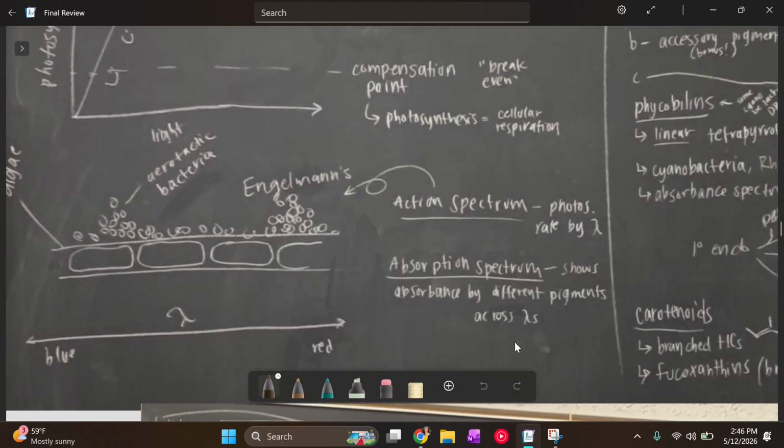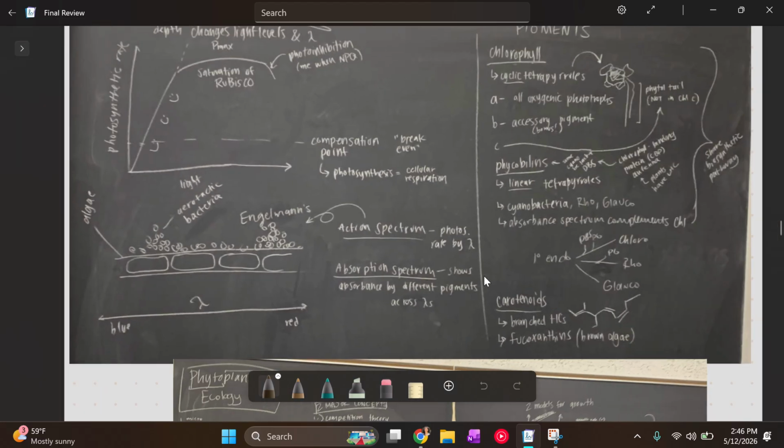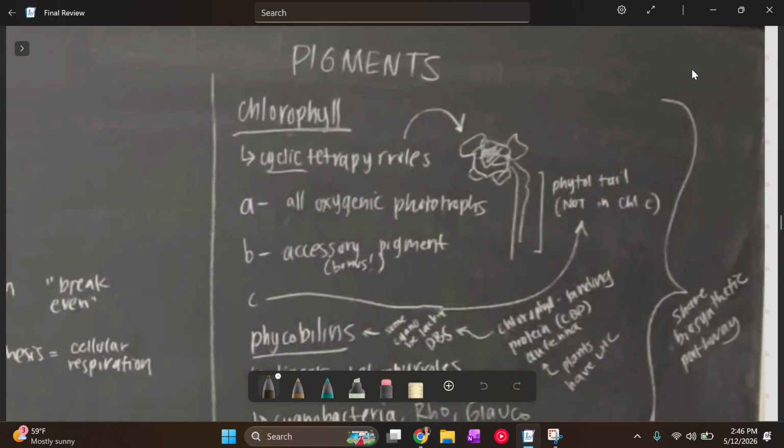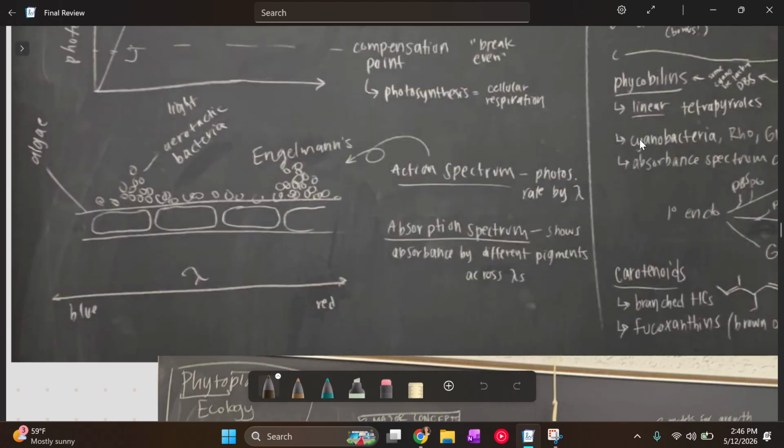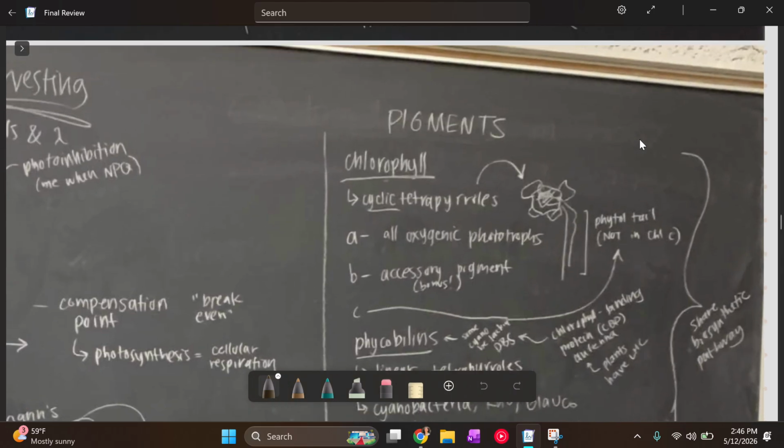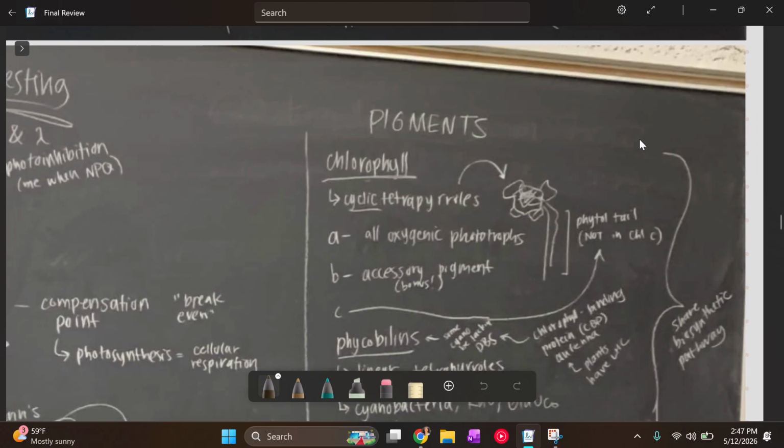So that's cool. And then an absorption spectrum is like a specific pigment where the absorbance is across wavelengths. Yes. So this is the first action spectrum for algae. Very important, very cool. Okay, pigments, different types of pigments.